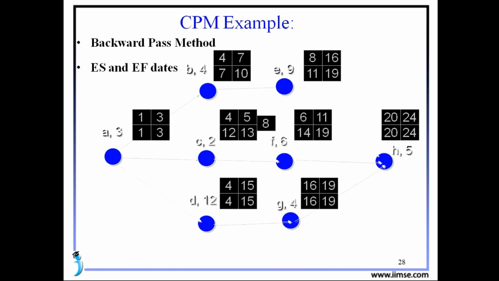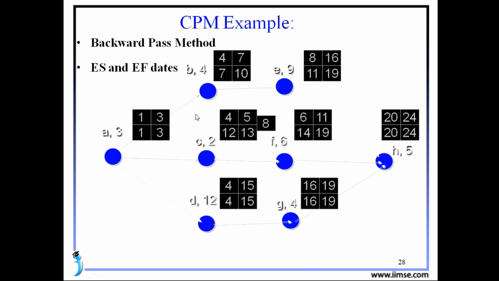Okay, next one is the backward pass method. In the backward pass method, it's not early start, actually late start and late finish. To find the late start and late finish, we come from the back side. So we call that method the backward pass method. That is, from H onwards we should come back.